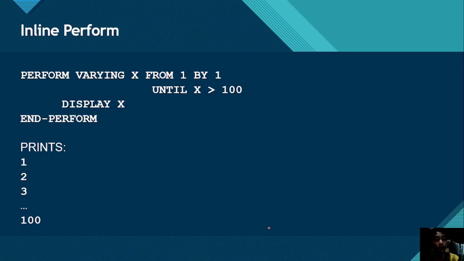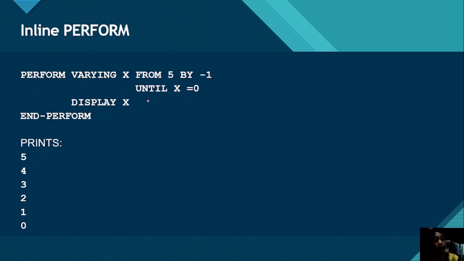So inline perform. So perform varying x from 1 by 1 until x is greater than 100. So when x is 101, then it would exit this loop. So the printed values would be 1, 2, 3 until 100.